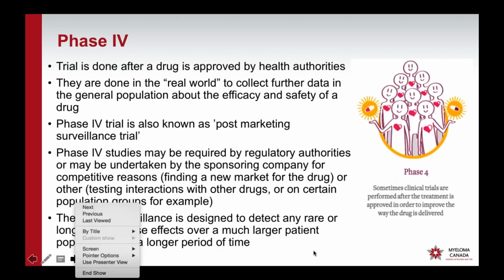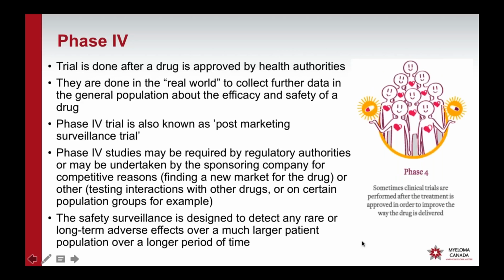Once a drug is approved, a sponsor can enter into what we call phase 4 clinical trials. These trials are usually done when the drug is approved by the health authority, so in Canada, it would be Health Canada, or in the US, the FDA, for example. They are done for many different types of reasons. What we're seeing more and more now is phase 4 clinical trials that are done to look at real world.